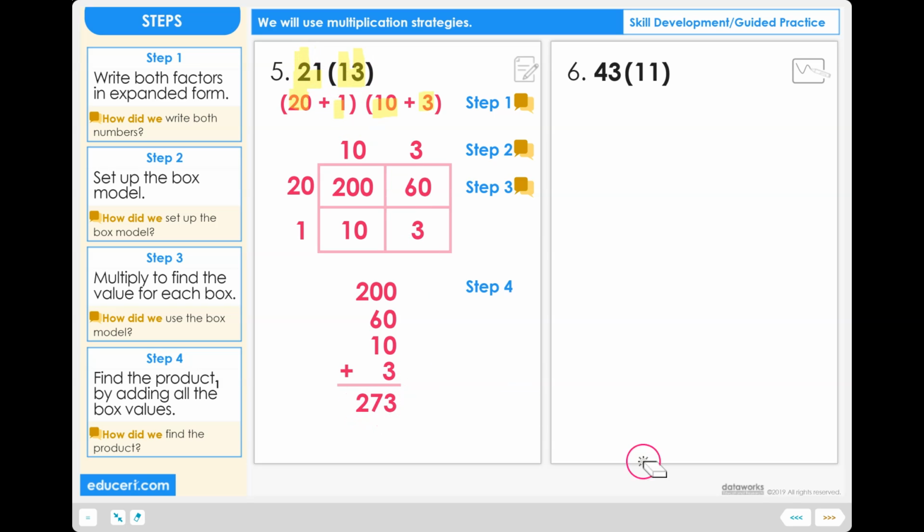21 times 13 equals 273. The question for step 4 is, how did we find the product? Think about where we stopped with step 3 and how did we finish in step 4.